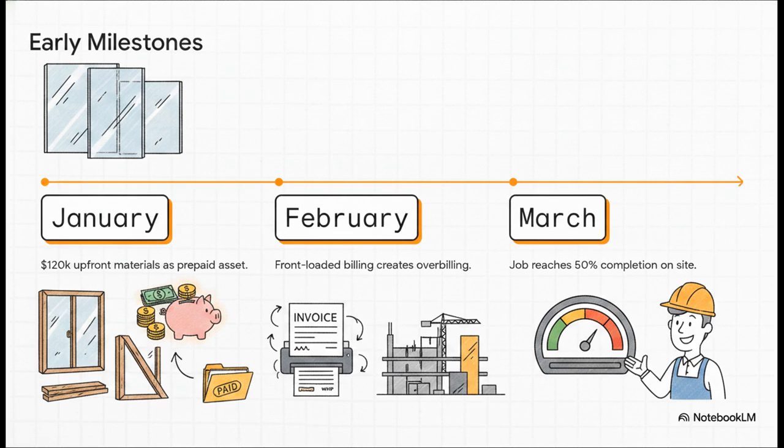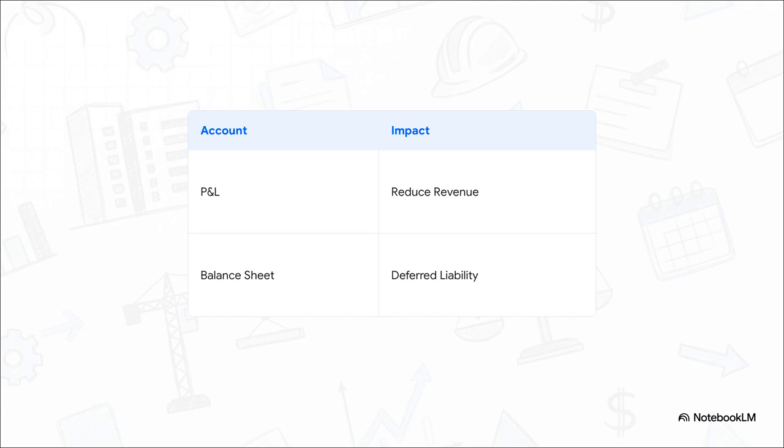By February, the billing team pushes out a front-loaded progress claim to get ahead on cash flow. This creates our first temporary overbilling situation. And by March, Bob calls the job 50% complete. Things are looking fantastic. Now, this dynamic brilliantly illustrates the commercial reality of front-loaded billing.